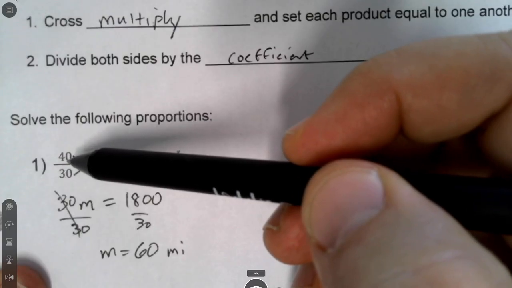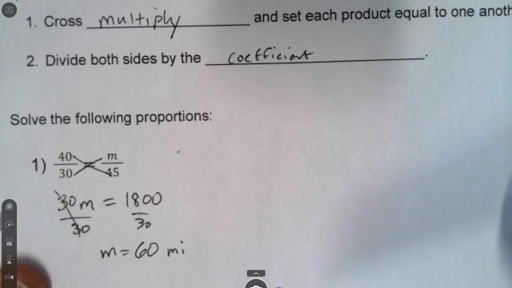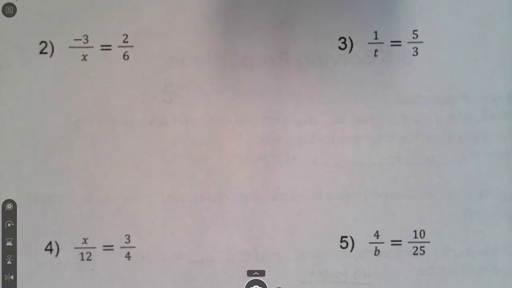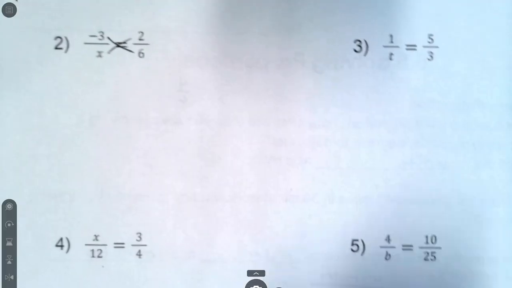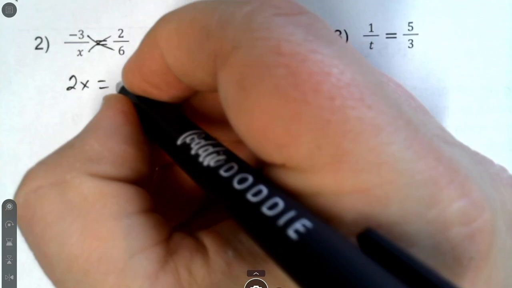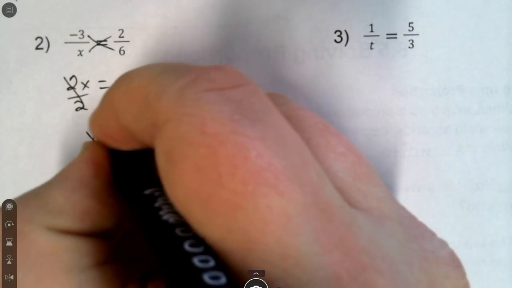This is our distance traveled in 30 minutes. This is our distance traveled in 45 minutes. So we'll follow those same steps on the back ones. These aren't word problems, they're just proportions we're solving. But you cross multiply. So x times 2 is 2x. Negative 3 times 6 is negative 18. Then we divide both sides by 2. We get x equals negative 9.